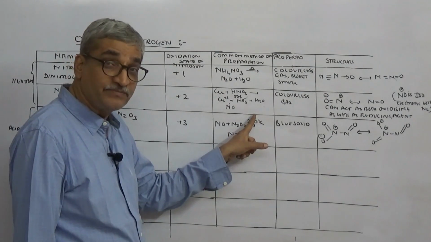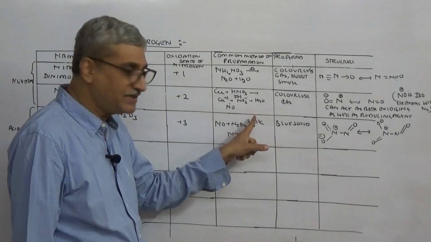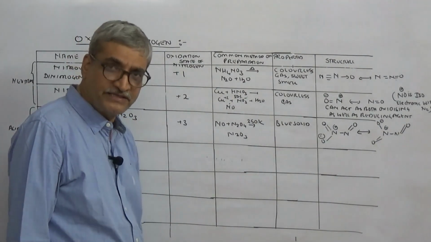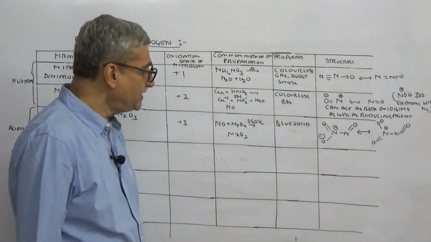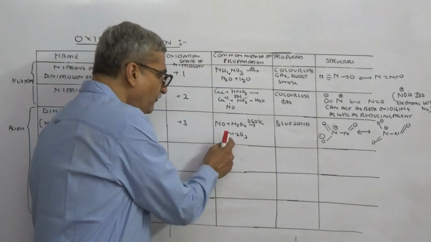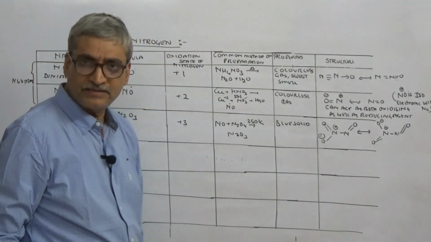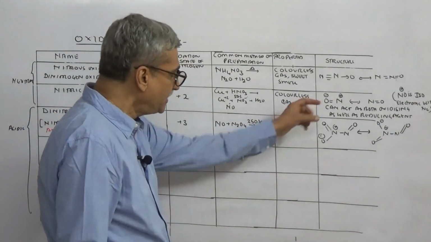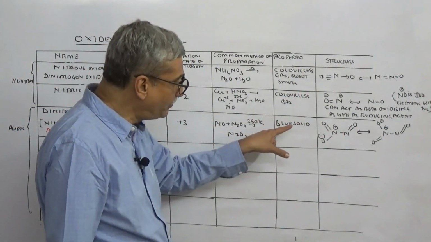Understand the temperature, it is minus 23 degrees centigrade. So around minus 20, 250 Kelvin, since 273 is 0, so 250 Kelvin is minus 23 degrees centigrade. It forms N2O3. Is this clear? It is passed through NaOH to remove the other impurities, and then you get a blue solid.